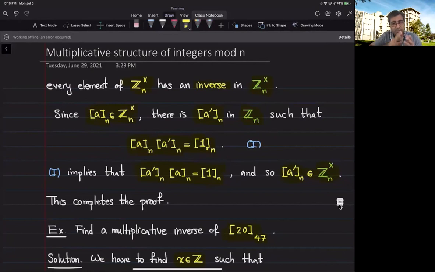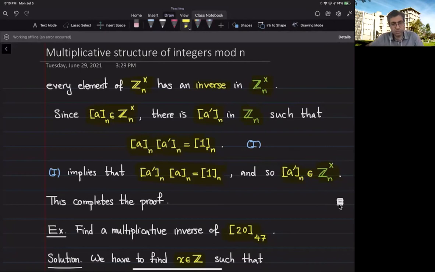We showed that multiplication defines an operator on this set. We showed this operator is associative. We showed that it has a neutral element. This multiplication has a neutral element, that's the residue class represented by 1. We showed every element has an inverse.